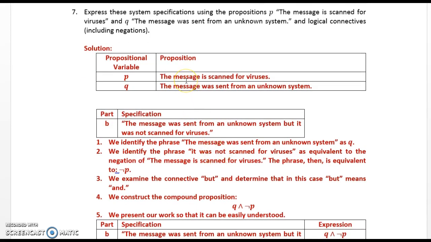7. Express the system specifications using propositions P, the message is scanned for viruses, and Q, the message was sent from an unknown system, and logical connectives including negations. So our solution consists of a propositional variable P, meaning the message is scanned for viruses, and Q, the message was sent from an unknown system.